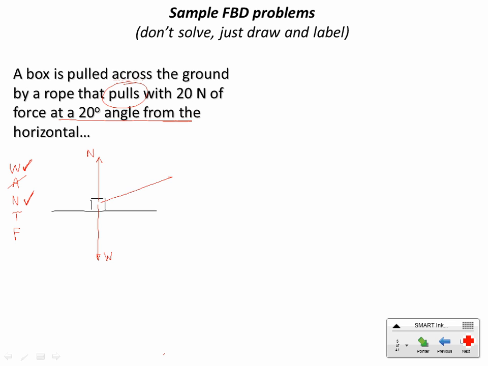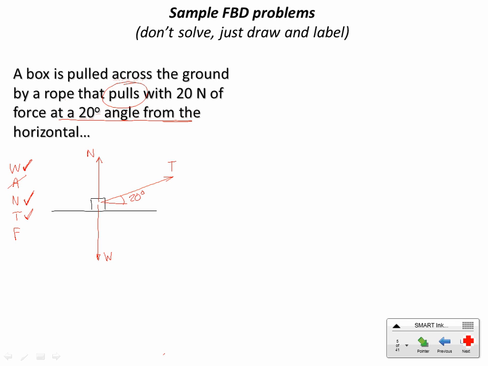So I'm just going to draw it like this. I didn't use a protractor, but I'm going to say there's 20 degrees. Okay? Check. Is there friction? Well, it doesn't say there isn't. So therefore, we assume that there is.